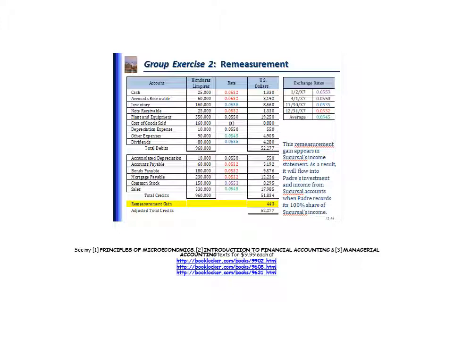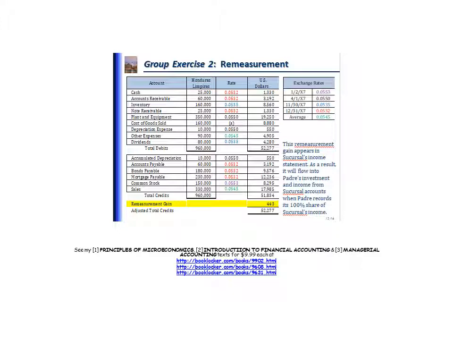Other expenses is an income statement item. We're going to use the average rate. Dividends, same as translation method. Accounts payable, bond payable, mortgage payable. Event date at the end of the year for the balance sheet, point in time, same as the translation method. Common stock, same as the translation method. Sales, same as the translation method. Sales occurred over a period of time. We're going to use the average.